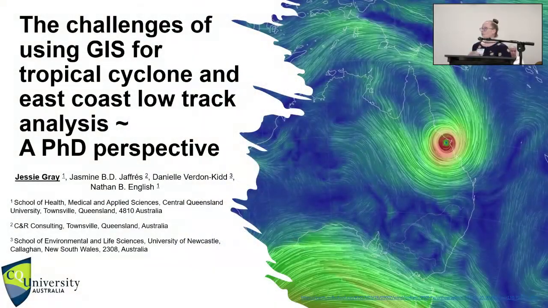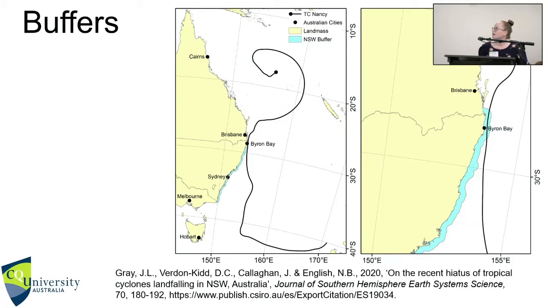I'll give you two examples of some issues that I've come across in two of my cyclone studies and how we fixed them with GIS, and what the issues were. So this is based on my landfalling tropical cyclone study for New South Wales, and the focus was to make a database of landfalling tropical cyclones for New South Wales.